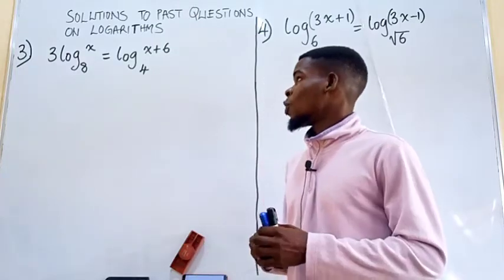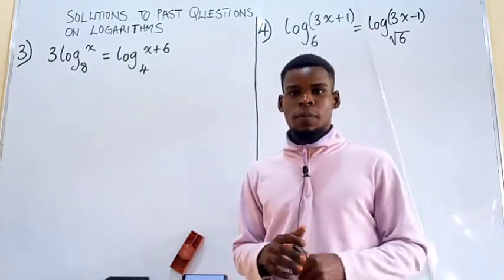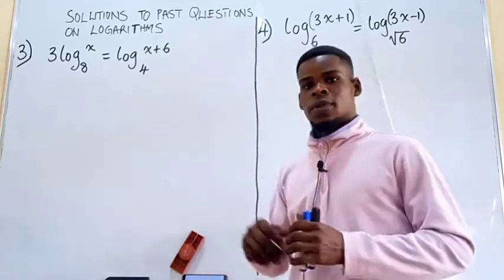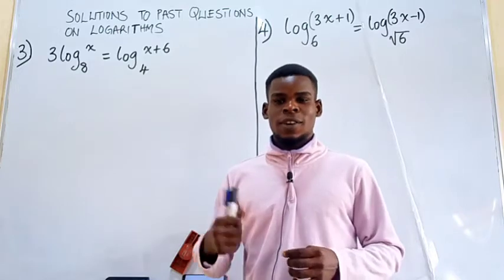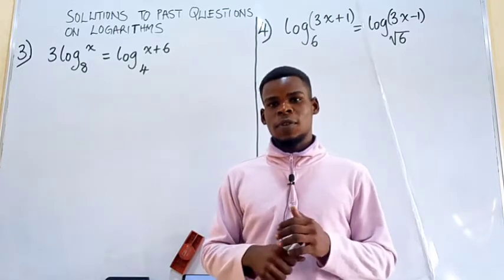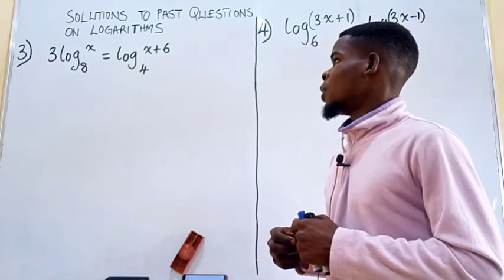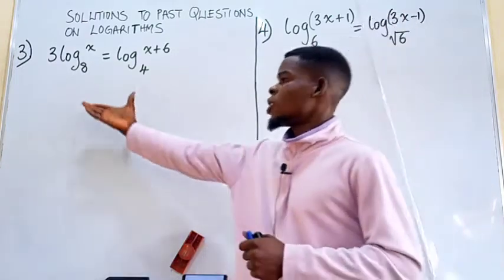Now in this video, we're going to continue solving past questions on logarithms, alright? So I'm going to continue with the number 3, meaning that we've already solved the number 1 and the number 2 in our previous videos. Okay, great. Now for this third question, we want to find the value of x such that this equation will be satisfied.